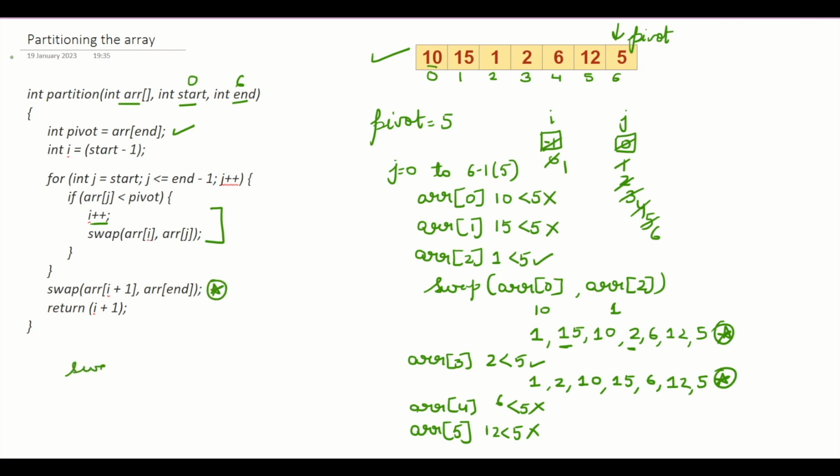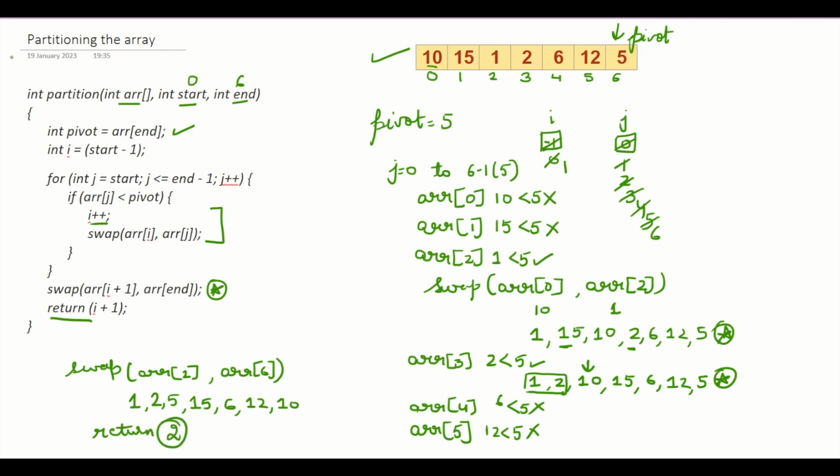Here we are going to swap the values at index I plus 1. So the value of I is 1. So it will be 2 and ARR of 6. This is done to bring the pivot at its correct place. So as we can see, we have elements smaller than 5 here. So this becomes the correct place for pivot. And after this, the array will be containing these elements. And last, we return the value I plus 1. So the value of I we have seen is 1 and we will be returning 2.